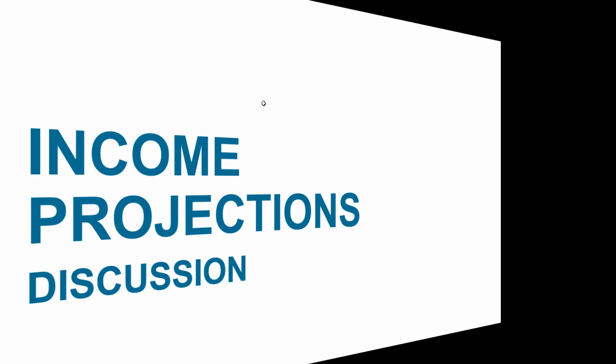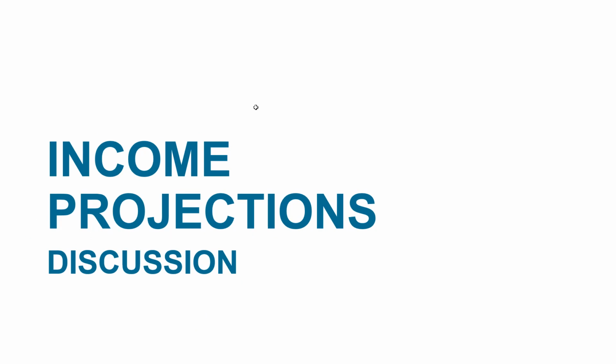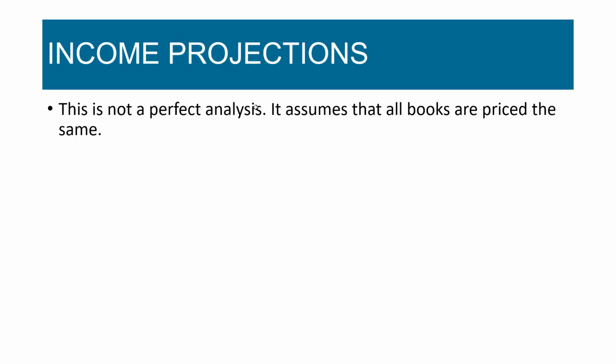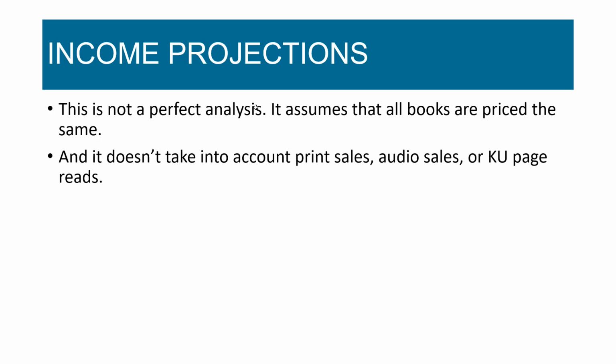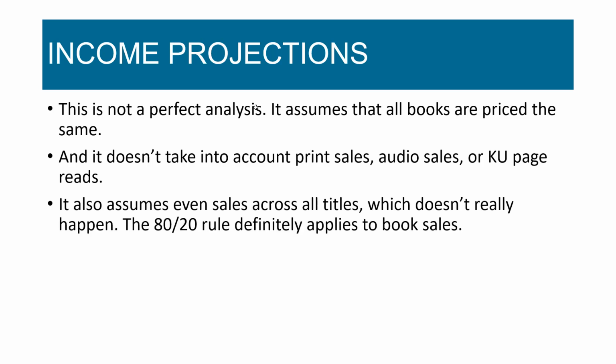Now let's discuss those income projections we just looked at. First off, this is not a perfect analysis. One of the biggest assumptions in what we just did is that all of your books are priced the same. And the reality of book sales is much more complex. You're going to have print sales, you might have audio sales, you might have KU page reads. And this grid isn't really breaking those all out and using all of those. It's also assuming that every single title is going to sell the same average amount of copies per month. And that's really not true.